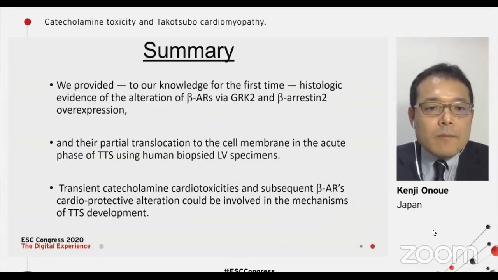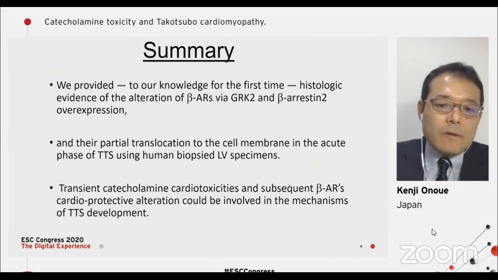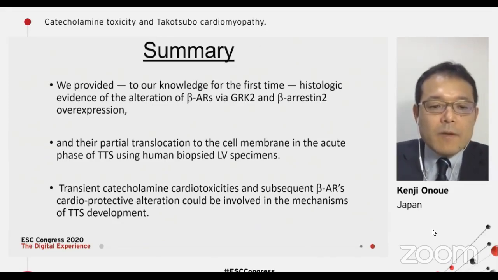I'd like to summarize my presentation. We provided, to our knowledge, for the first time, histological evidence of the alteration of beta ARs via GRK2 and beta-arrestin-2 overexpression, and their partial translocation to the cell membrane in the acute phase of TTS using human biopsied LV specimens. Transient catecholamine cardiotoxicities and subsequent beta ARs cardioprotective alteration could be involved in the mechanism of TTS development.